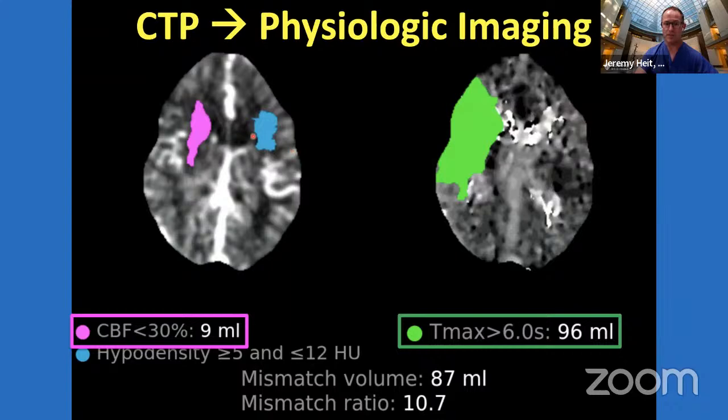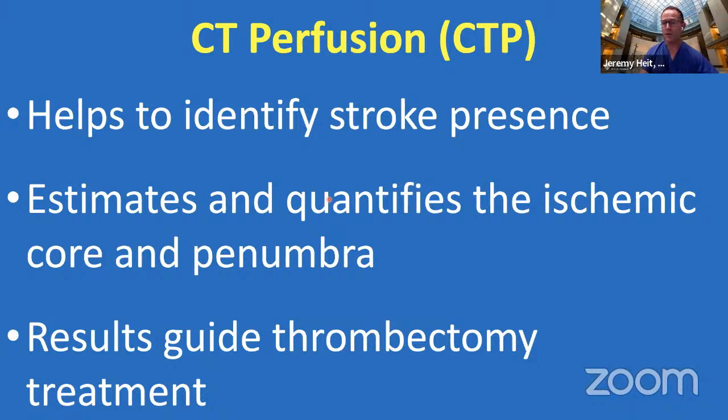So why do we need CTP? Okay, well, what does it do? Well, number one, it helps us confirm the presence of a stroke. It will help us estimate and then quantify the ischemic core and penumbra compartments. And then we can look at those results and help make thrombectomy treatment decisions in our patients.